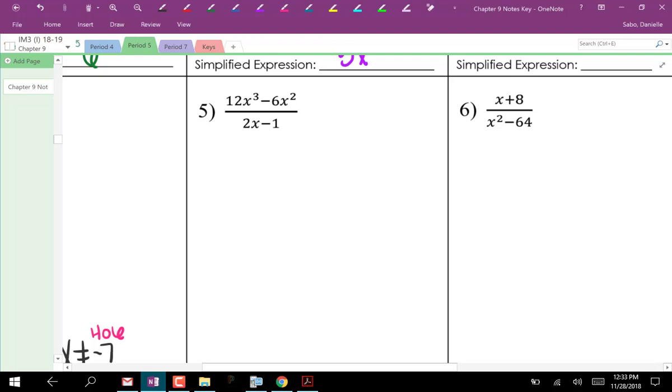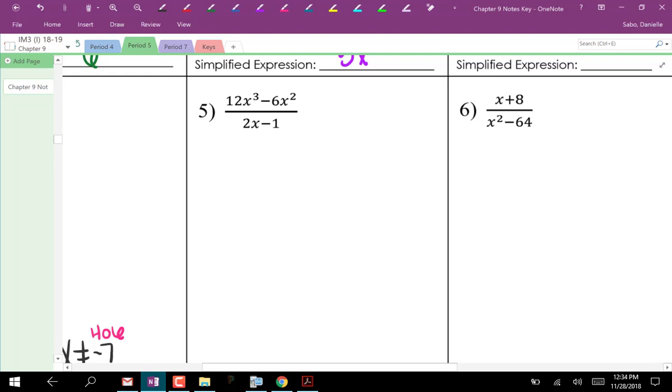What number can go in both 12 and 6? Higher. You're right. 6. Good. Okay. Yeah. Well, 3 works too, but you want to go the highest as possible. So 6. And then how many x's can I take out of both? 3 or 2? 2. So you want to divide both by 6x squared. Good. 2, you're right. Because 12 divided by 6 gives me 2.